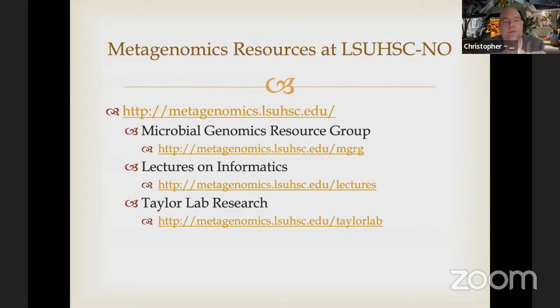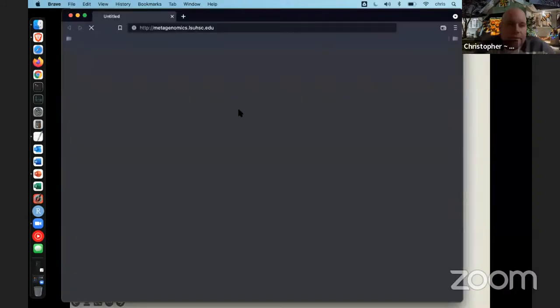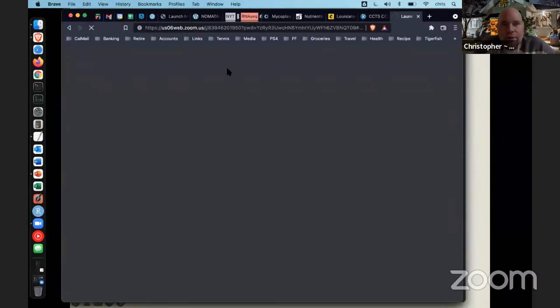And it's partly dependent upon what sequencing platforms we have available. But I have a web server, which I host. And if you run over to that web page.